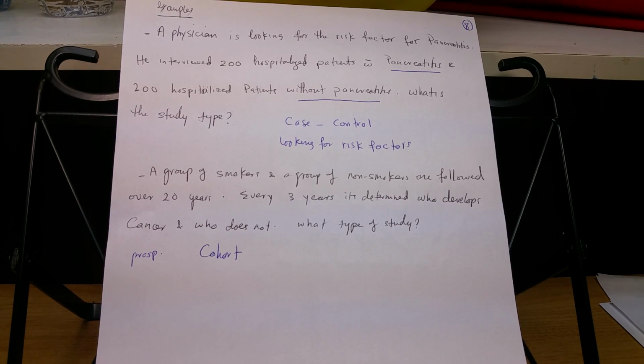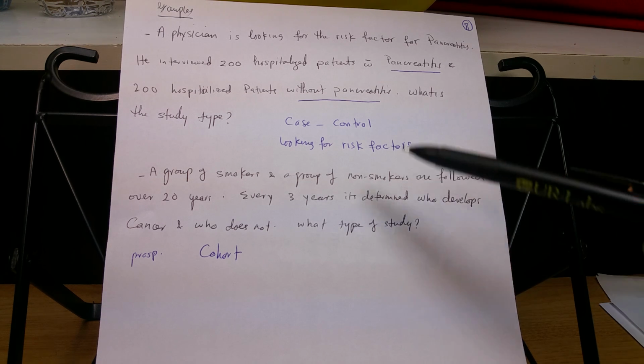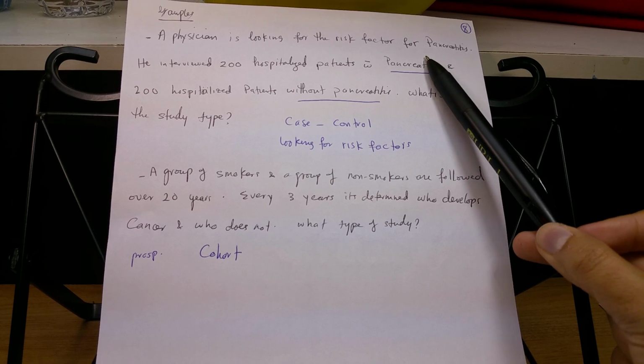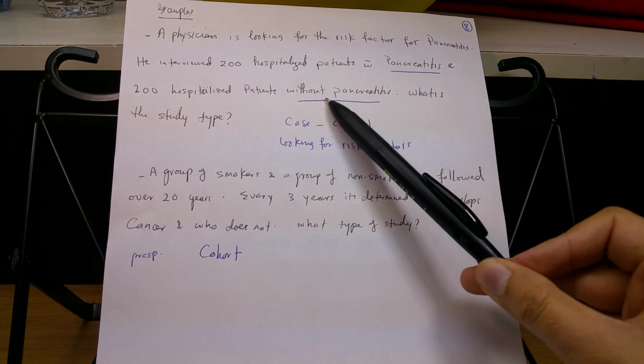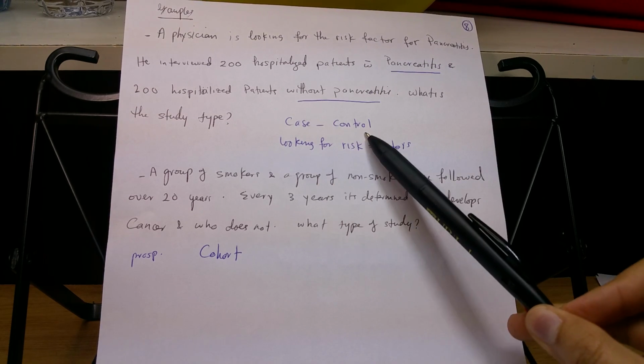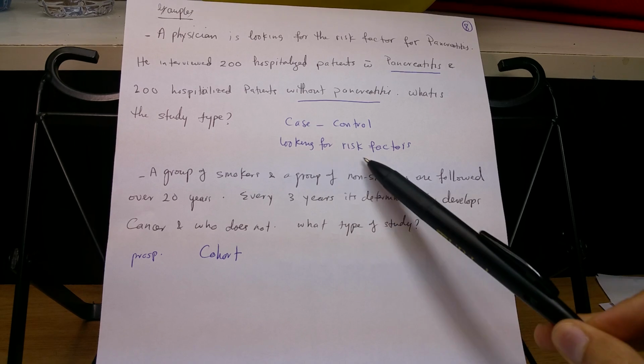Let's see this example. A physician is looking for risk factors for pancreatitis. He interviewed 200 hospitalized patients with pancreatitis and 200 hospitalized patients without pancreatitis. What's the study type? He has people with a disease and people without the disease, which are the control, so it's case control, and he's looking for the risk factors.